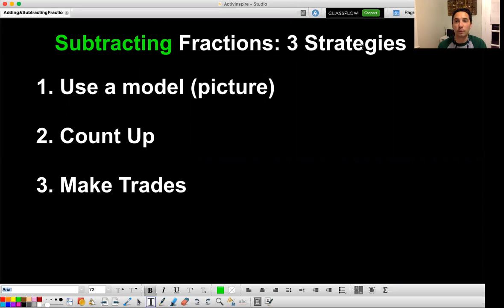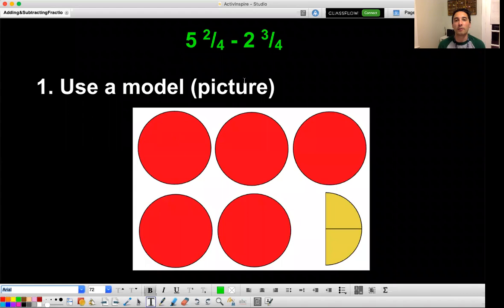You can pick the one you like the best. You can try a couple of them just to make sure you are right. You can just figure out which one makes the most sense for you. So you can use a model, which means use a picture. You can count up, or you can make trades. So I'm using one problem for all of these different strategies. So that problem is going to be 5 2/4 minus 2 3/4.